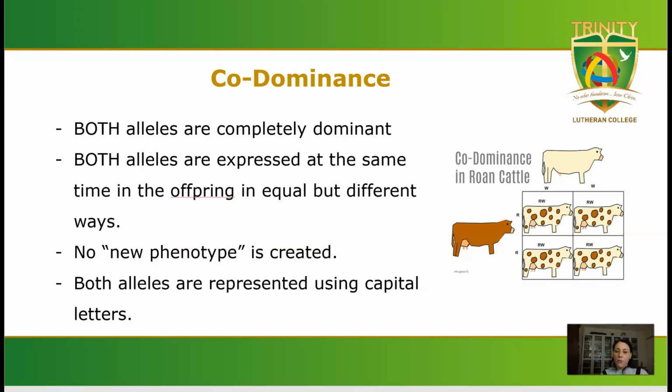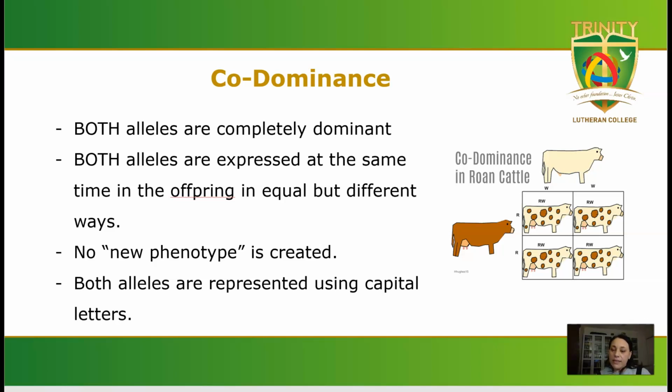Okay, the second form of naughty rule-breaking inheritance is codominance. Codominance and incomplete dominance can look really similar, so it's important that you pay attention in the question to how it's expressed and what keywords are in the question. In codominance, both alleles are completely dominant. They're both going to be expressed at the same time in the offspring, but in equal and different ways. There's no actual blending of the phenotype at all. You just get the same amount being expressed.